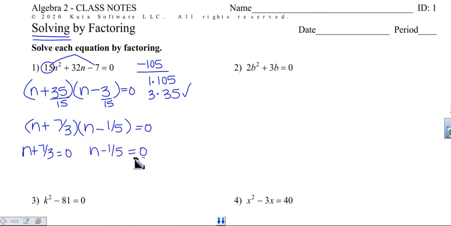Now, if you're solving for a variable, you want to get the variable completely by itself. So the best thing to do is look between the variable and the number that you want to get rid of, and look at what operation is occurring. In this case, n is being added to 7/3. So if I want to get rid of 7/3, I do the opposite operation. I'm going to subtract 7/3. Whatever you do to one side, you do the same exact thing to the other side. This gives me a final answer of n equal to negative 7/3.